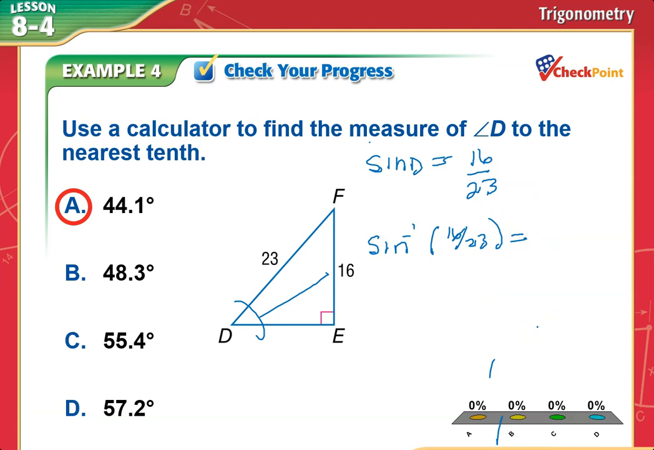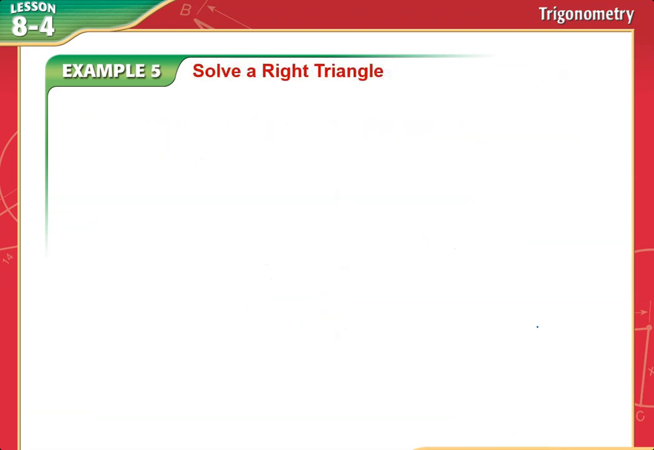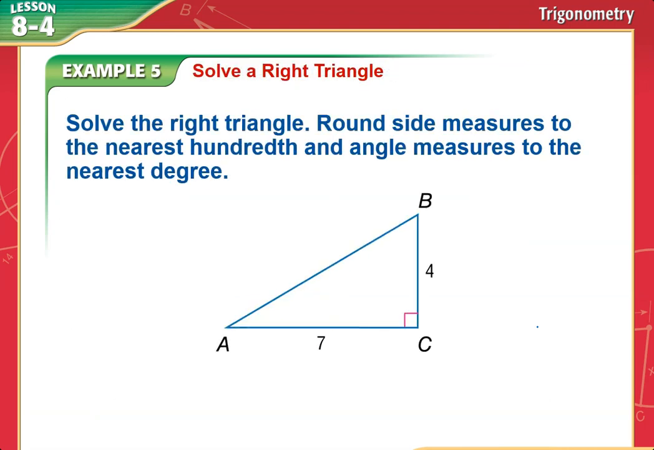Okay. In the next one, we have a right triangle. And it says solve the right triangle. Round side measures to the nearest hundredth and angle measures to the nearest degree. So what we can do here is find the angle A by doing inverse tangent of the ratio of 4 over 7. And that's going to give me the measurement of angle A.